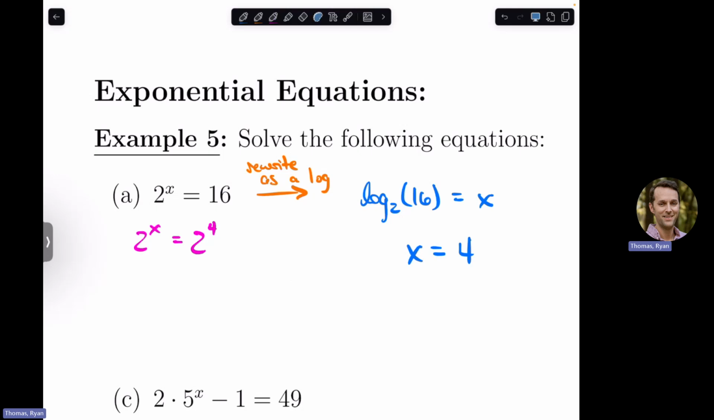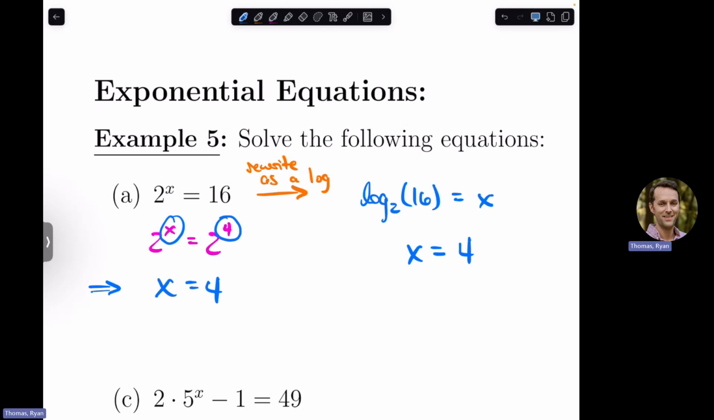And if I rewrite or think of 16 as 2 to the 4th, then we're asking 2 to the x, 2 to some unknown power, right? Like, what power of 2 is the same as 2 to the 4th power? Well, exponential functions are functions, and they're also one-to-one, right? So since they're one-to-one, this can only happen if these things are the same, right?